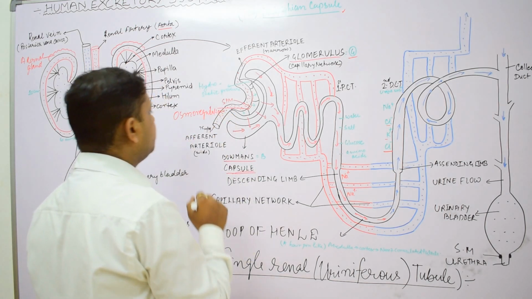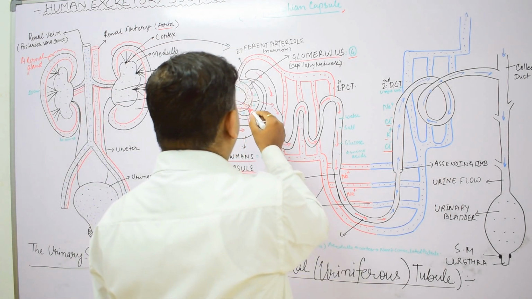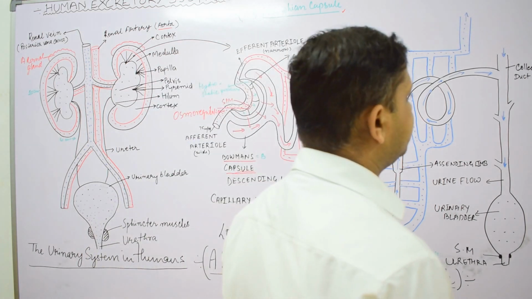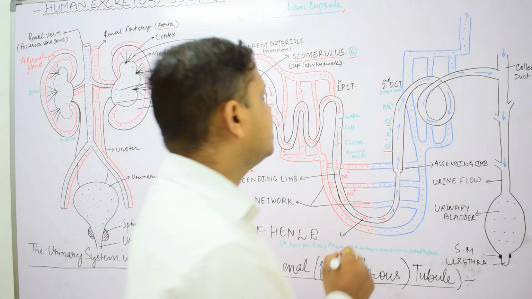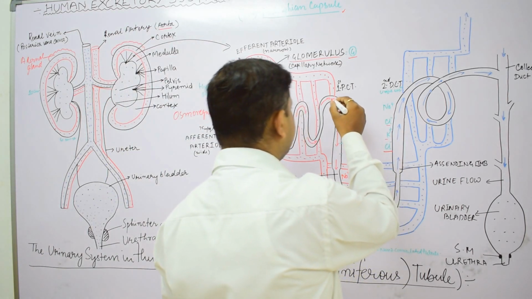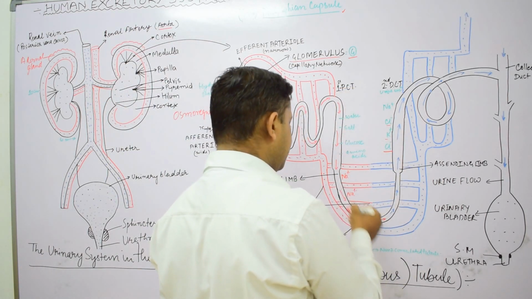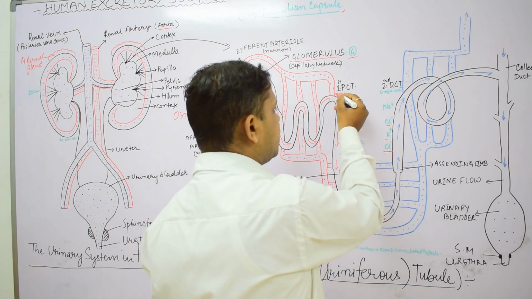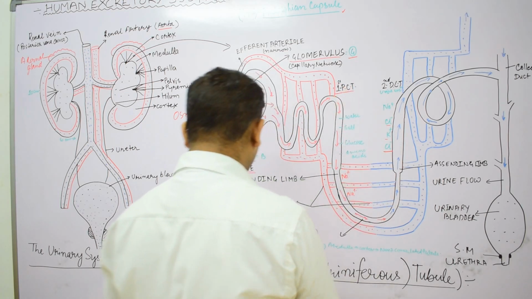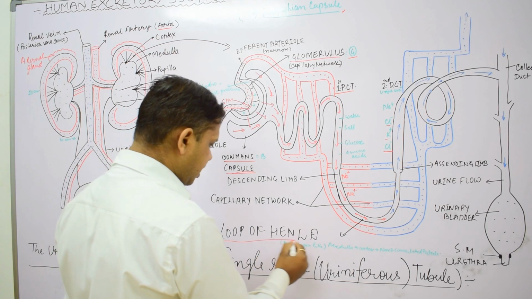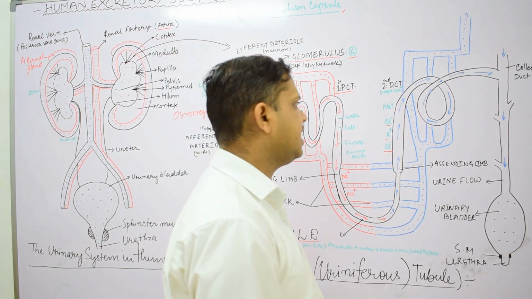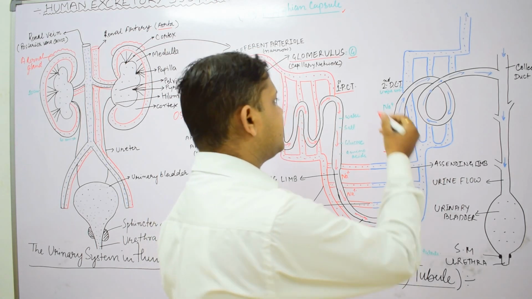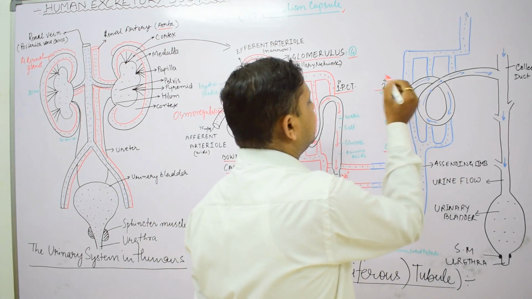Now we will see one more important thing. After this, what happened? The third important process in urine formation is selective reabsorption, which is done first in the PCT, the proximal convoluted tubule. In the loop of Henle, absorption and reabsorption take place, which is also known as selective reabsorption, and the major part is done in the second, the distal convoluted tubule.